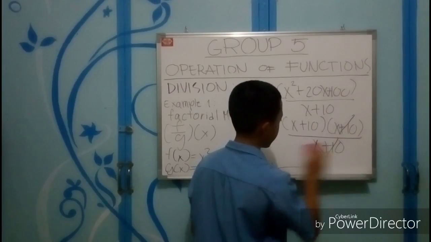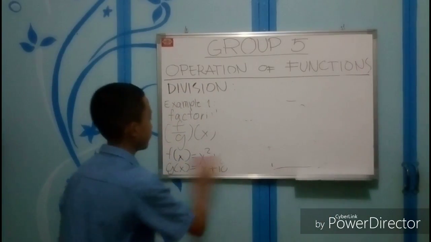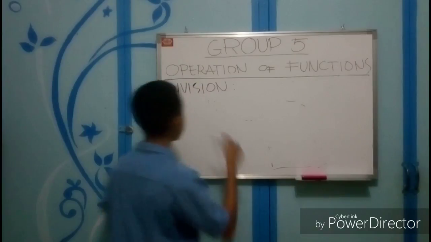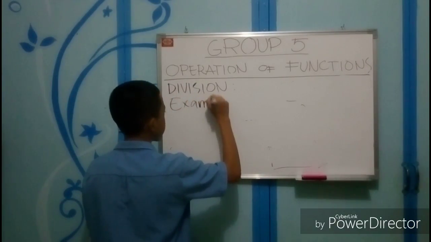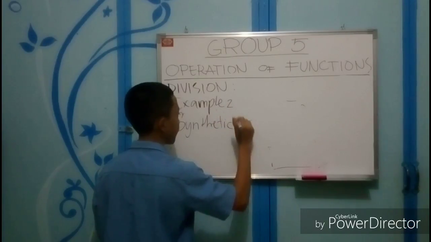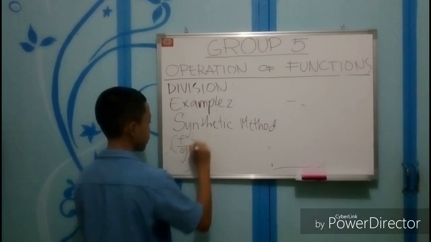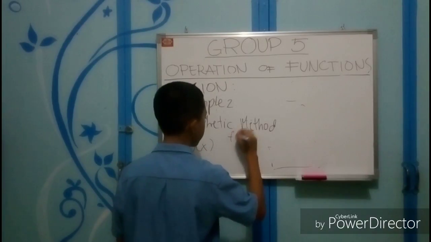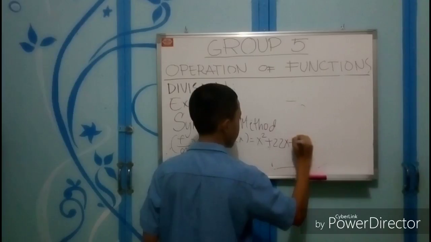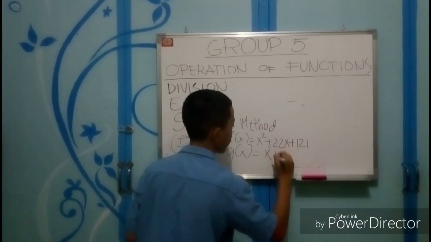Second one is synthetic method. Example number 1. Formula, quantity of f over g times x. So the values are f of x is x squared plus 2x plus 1. The values of g of x is x plus 1.